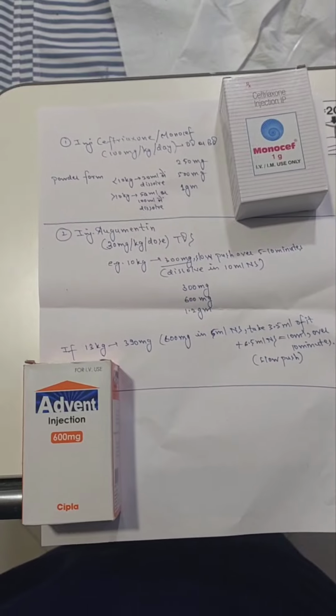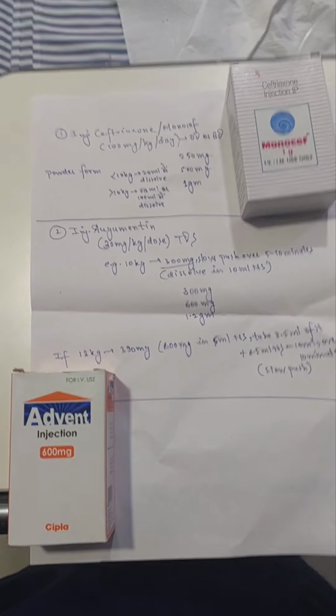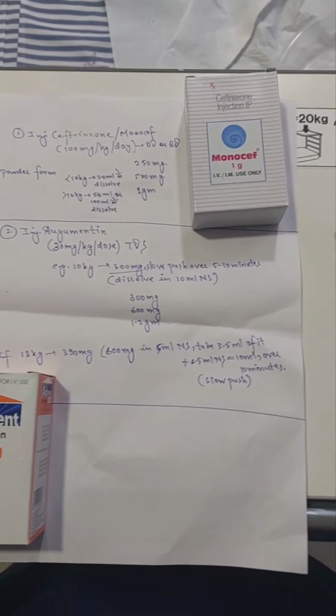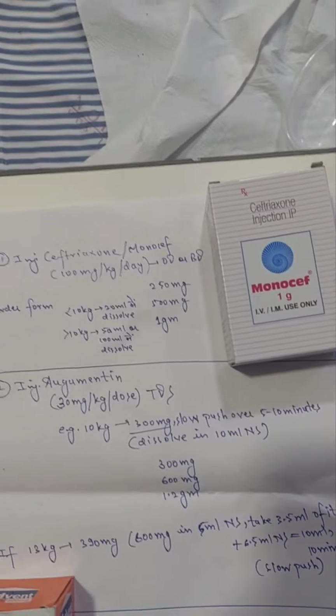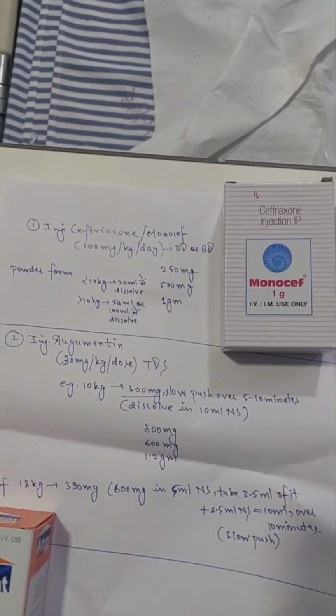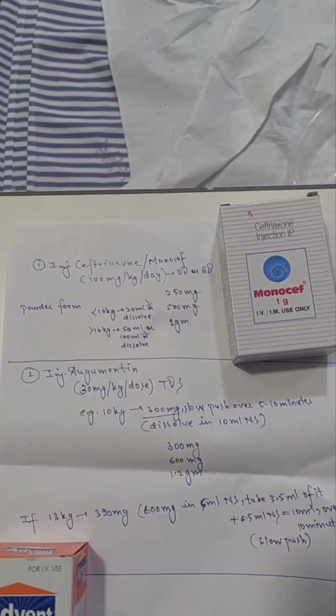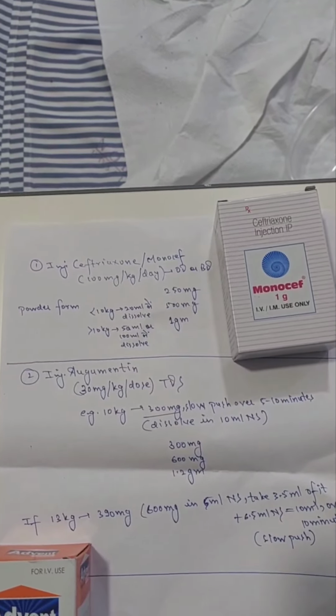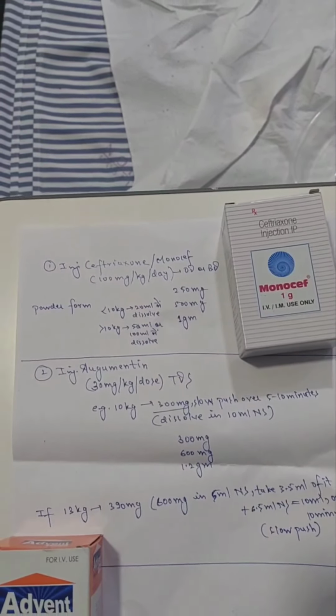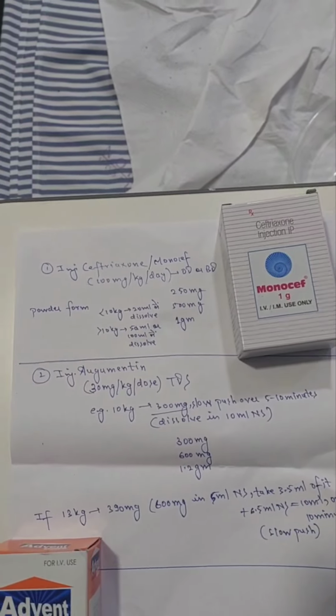So let us see the two most commonly used antibiotics in pediatric ward. The first most commonly used antibiotic is Monosafe, and Monosafe is nothing but the ceftriaxone, which is the broad spectrum antibiotic and which is the third generation cephalosporin, and it covers both gram positive as well as gram negative infections. So it is most widely used in pediatric ward.